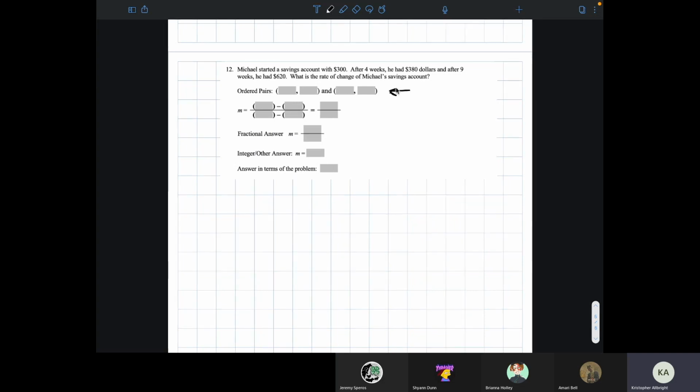So we're going to work on this first step first. I'm going to use the table of values idea that we've been using and go from table of values into ordered pairs. So we say, okay, Michael's starting a savings account with $300. So when he first starts, no time has passed. So at 0 weeks, Michael has $300. And then after 4 weeks, Michael has $380. So 4, 380. And then after 9 weeks, he has 620.